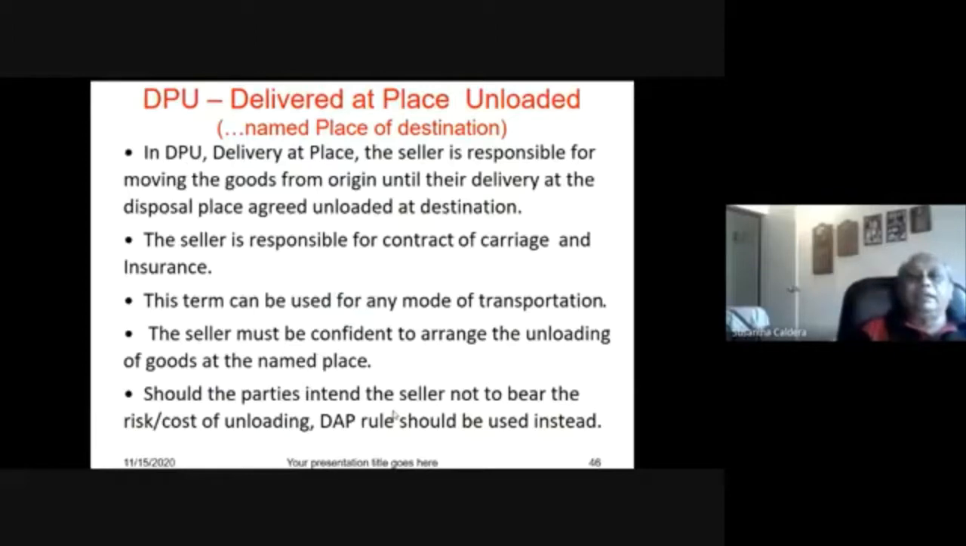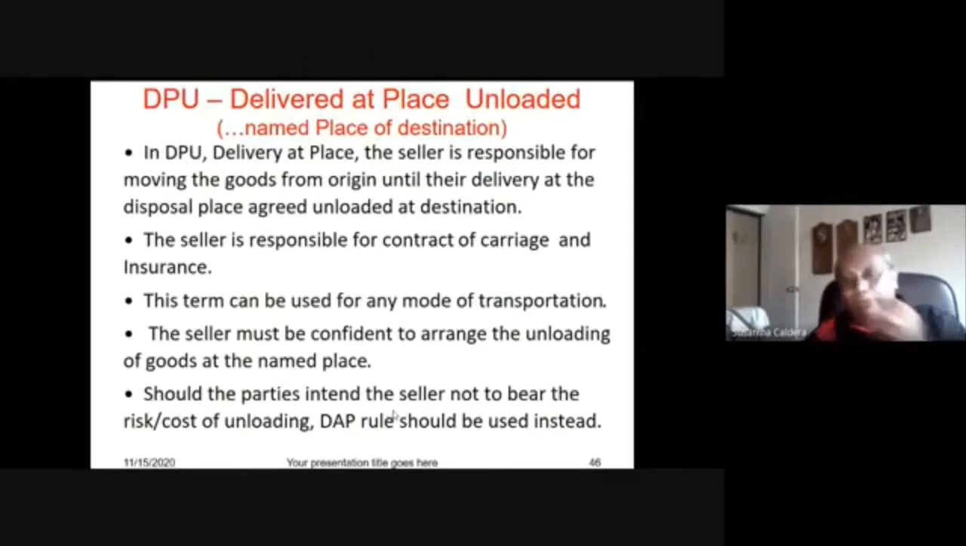DPU. This is the one newly introduced in Incoterms 2020. In Incoterms 2010 there was DAT, but they have dropped DAT and introduced a new Incoterm called DPU, delivered at place, unloaded. Delivered at place, unloaded. Right? Read the screen: DPU.